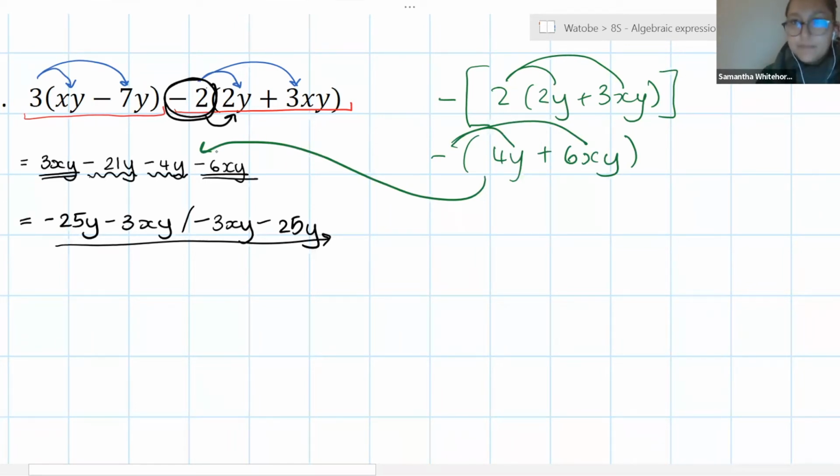Oh, because ma'am, what I normally do is I put a minus outside the bracket and in, because it's a negative number. So.